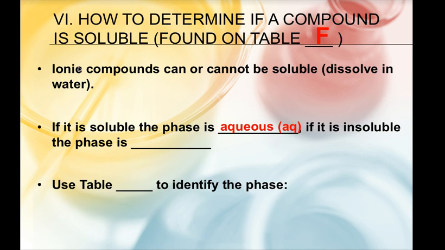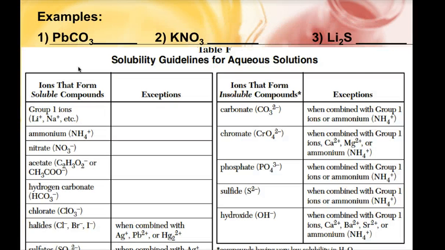And that's what this first slide is talking about. If it is soluble in water, we say that it's aqueous phase because it's dissolved in water. If we say it is insoluble, we say it's in the solid phase. Remember, we did this with the double replacement reactions. And the way that you identify this is by looking at table F. So we're going to do some examples, and this is pretty much all that we're going to do.